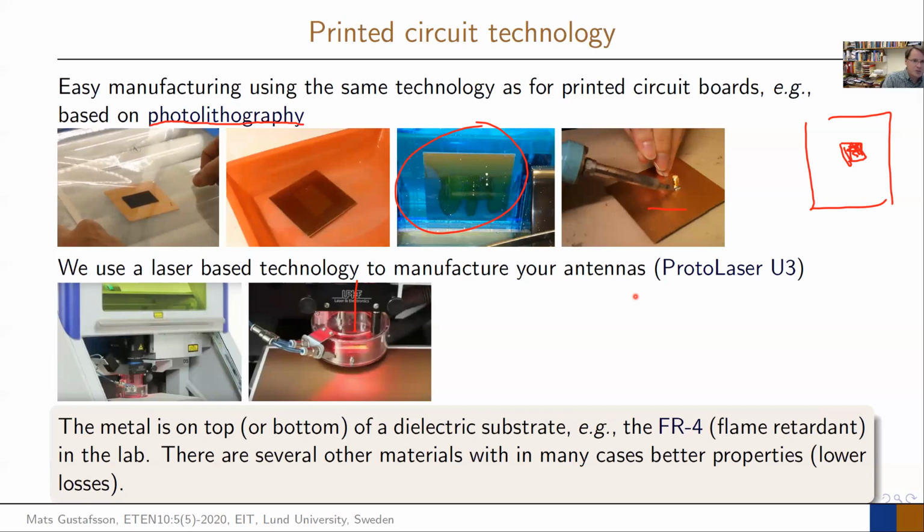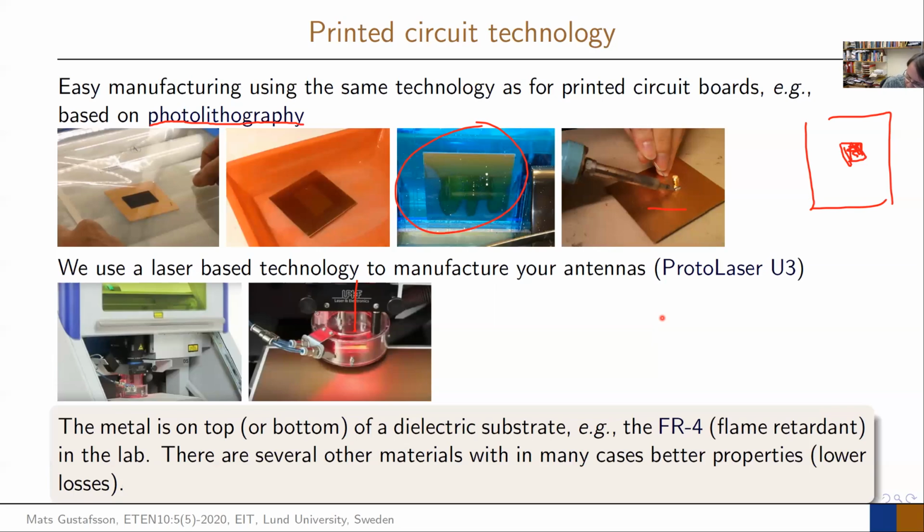There are some movies you can see on this if you press on these links that sit inside of this lecture notes. And you can see this running around over this piece, removing the copper and making a very, very fine print. So these are standard technologies to make electronics, and of course to make these type of antennas.